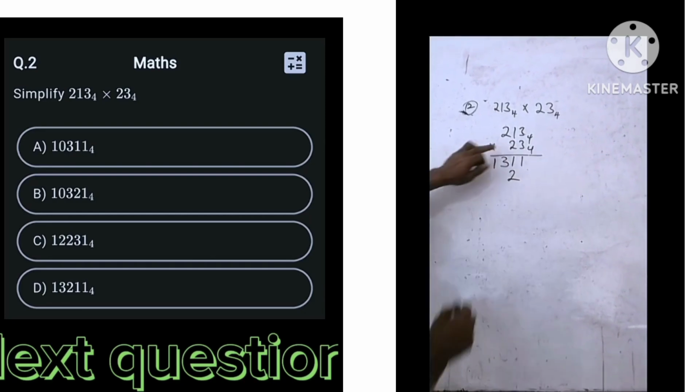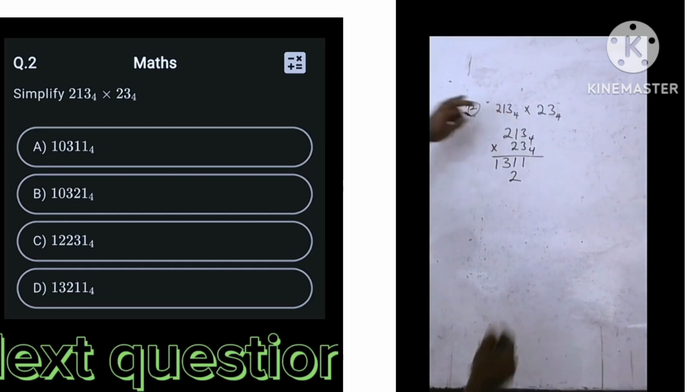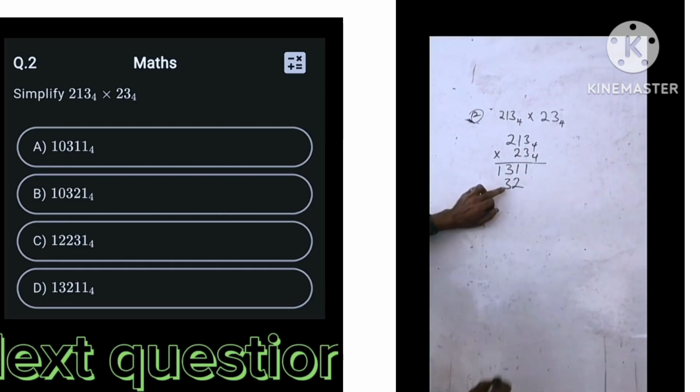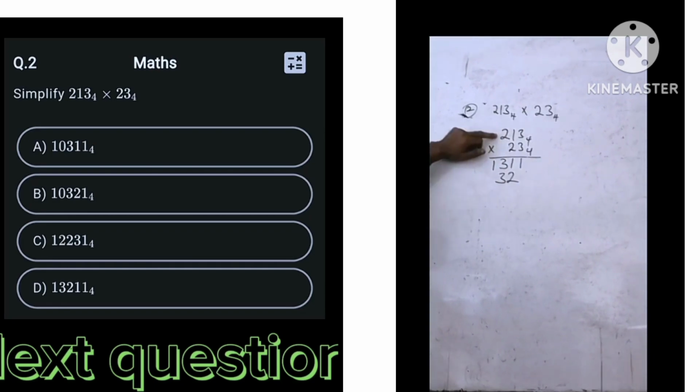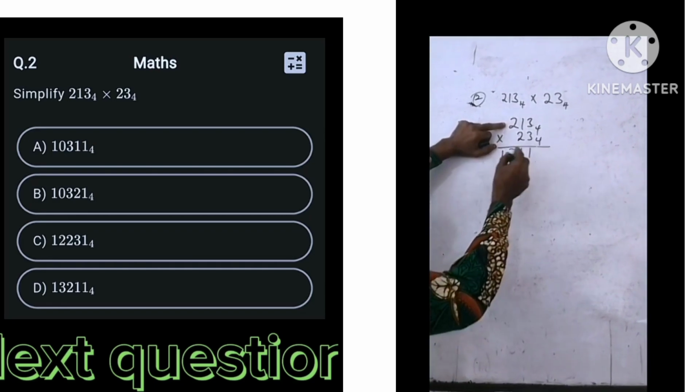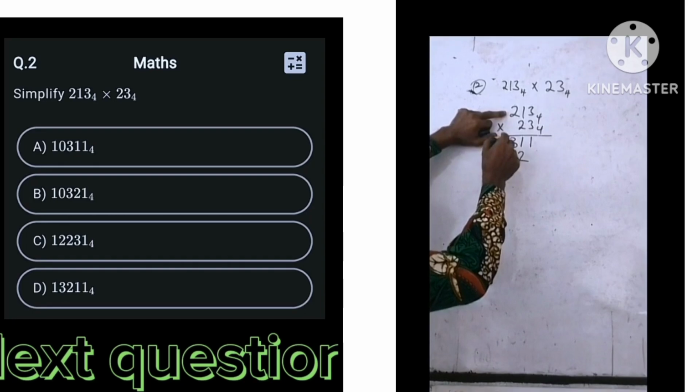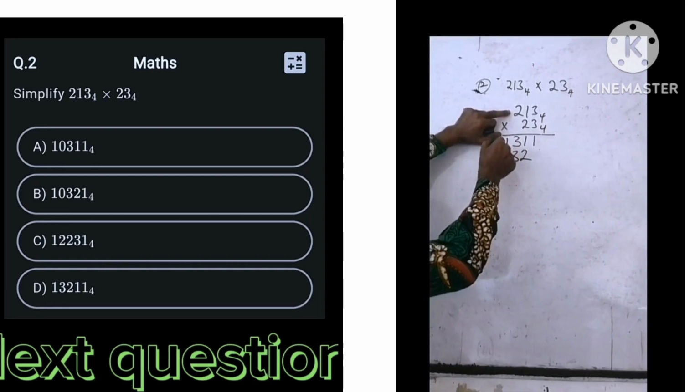Write down 2, carry 1. 2 times 1 is 2, plus 1 is 3. So I will write down 3 because it's not up to the base. 2 times 2 is 4. It's up to the base, so I will divide it by 4. That will give me 0, carry 1. That 1 I carry is not up to the base, I will write it down.